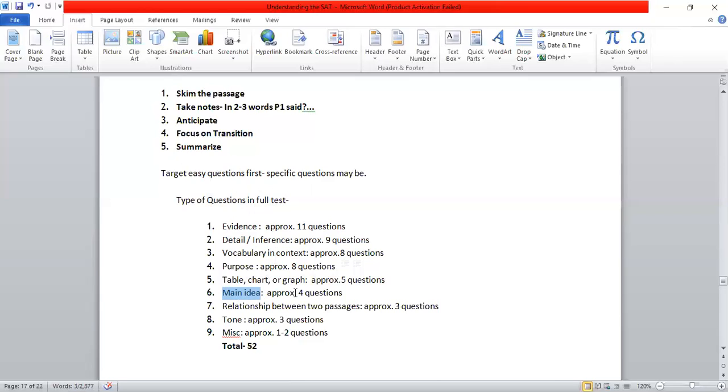Like every passage will have one question based on what's the main idea, why did the author write this. Well, if you've done your speed read or your skimming properly, then you don't really have to read the entire passage again to answer this question. Rather, if this is the first question of the passage, you can just straight away answer this.